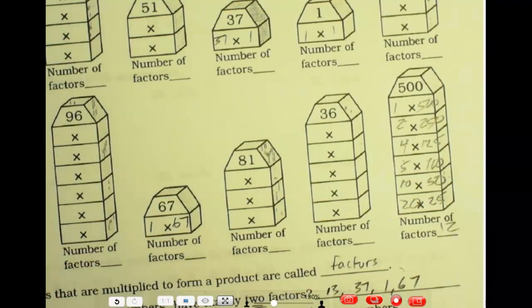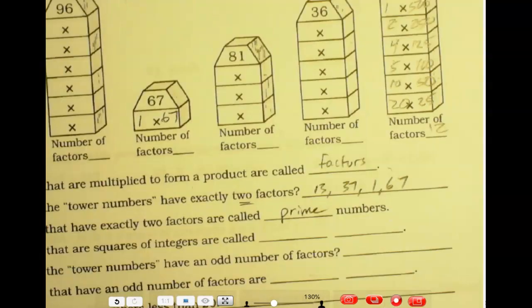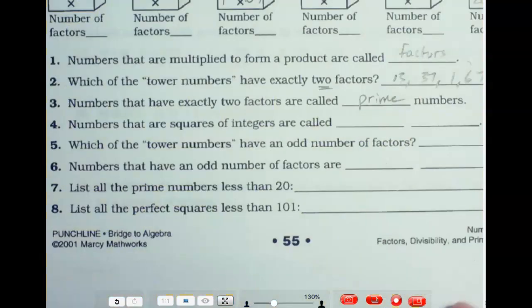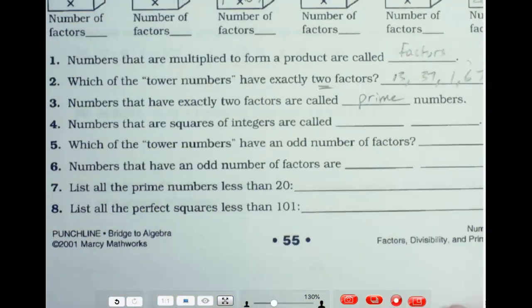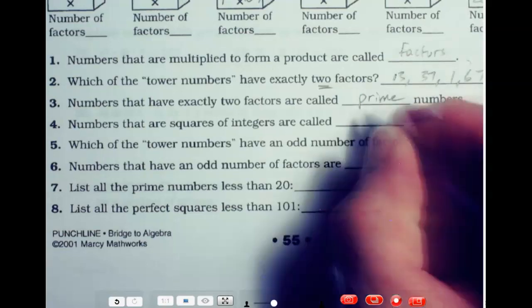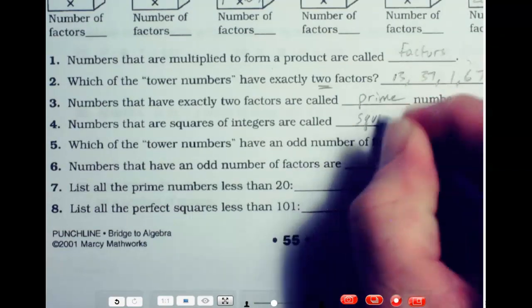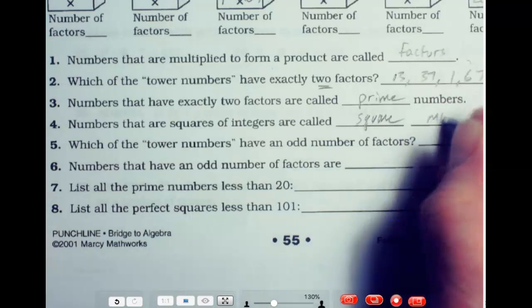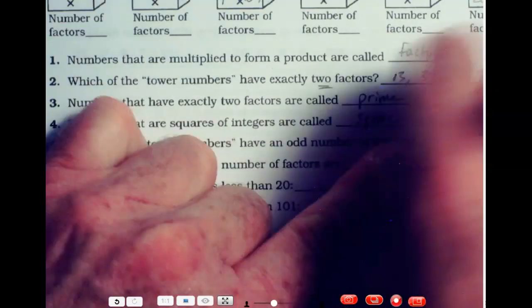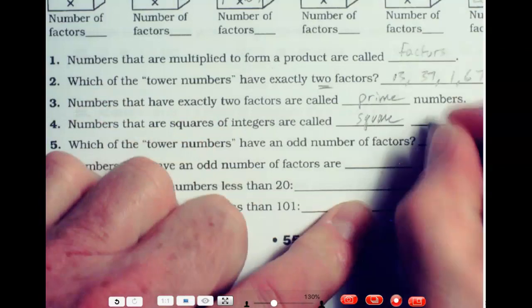Numbers that are squares of integers. Well, those are called just square numbers. Oops. Started to write it in cursive and then print it at the same time.